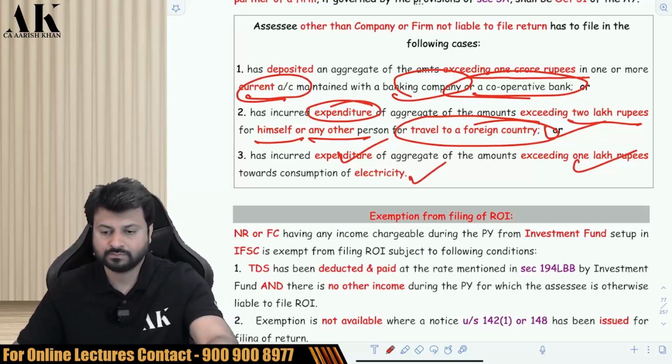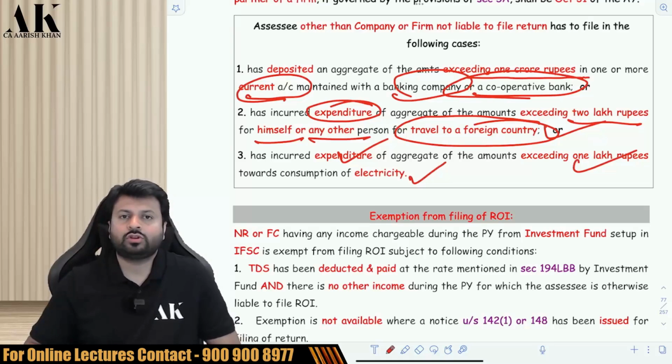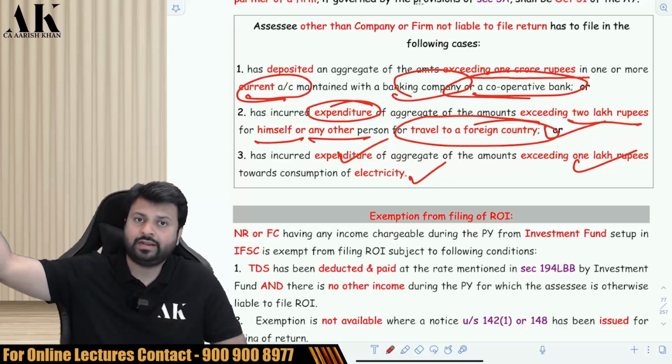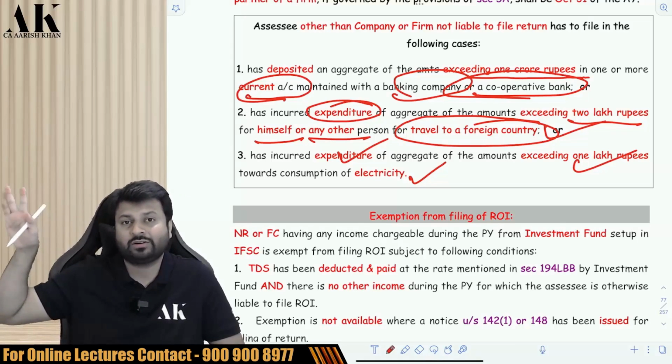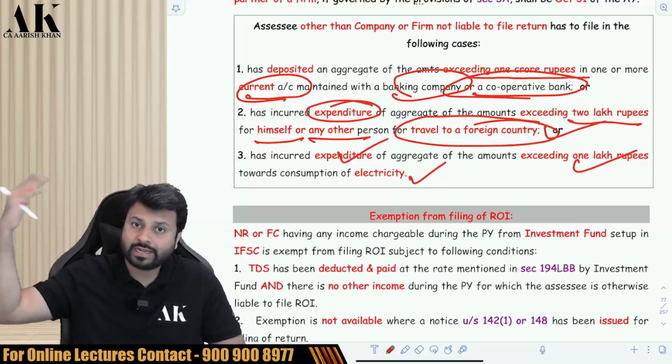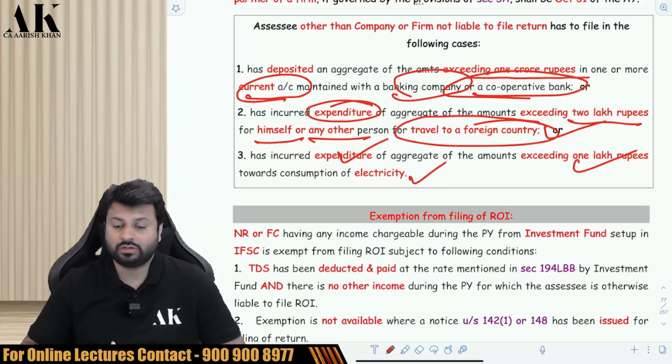Check. Now, there is one more category who is liable to file the return, that I'll be dealing with later in the latest circular, because that has been introduced in the latest circular by CBDT. I'm not discussing that as of now.